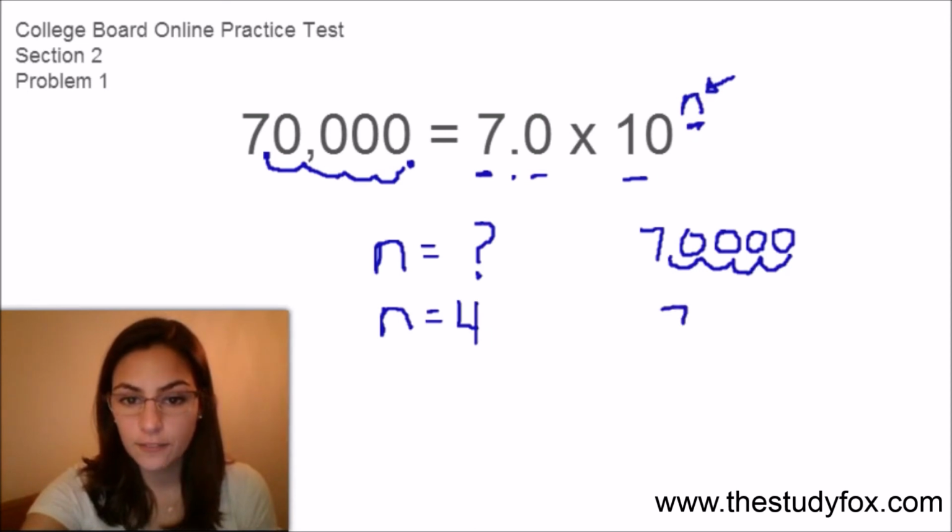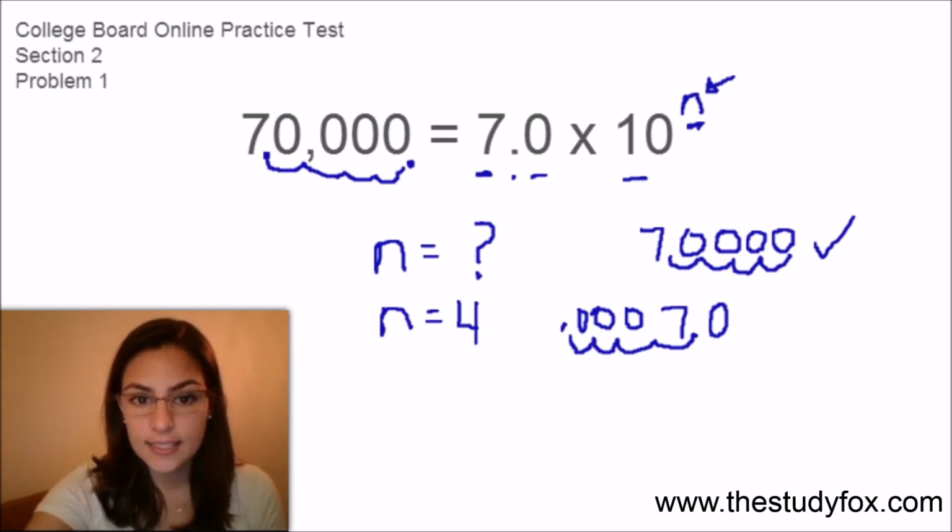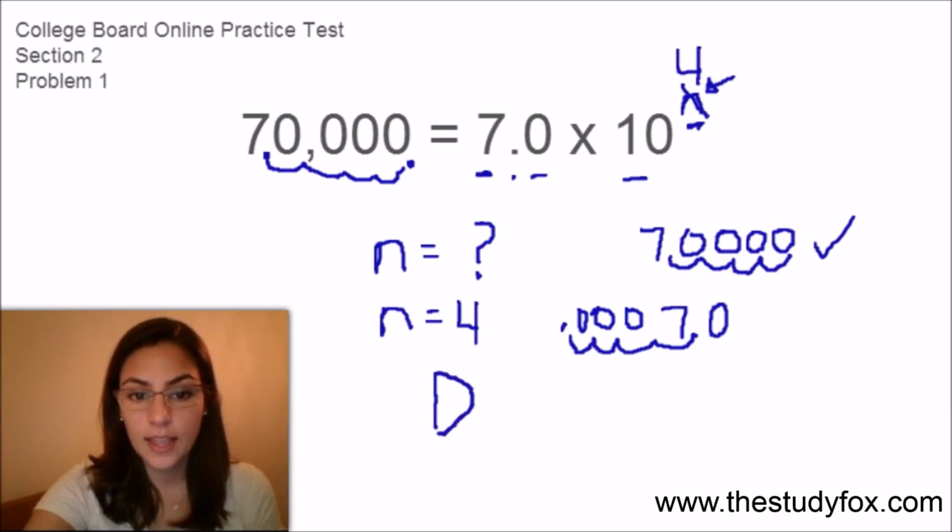Okay, so let's say we had 7 and we wanted to try -4. We know we want to make our number smaller for -4, so we're going to move the decimal to the left. And that leaves us with 0.0007. We made our number smaller, so that can't be the answer. The correct answer is 70,000, and that is 7 times 10 to the 4th power. Okay, so the correct answer is answer D, n equals 4.